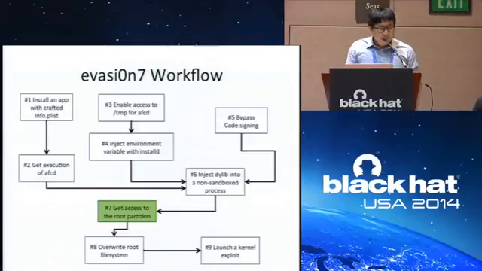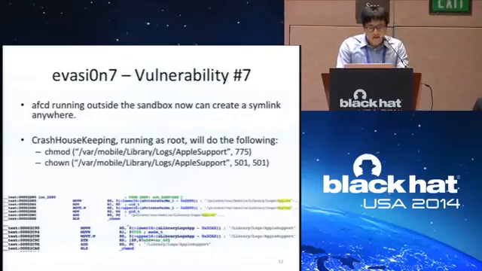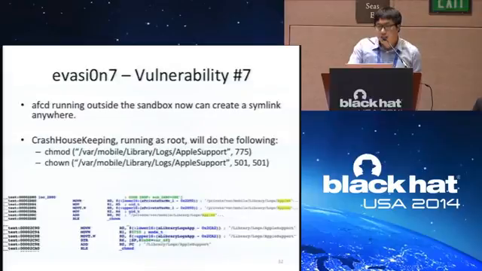So for the next step, Evasion 7 exploits a root daemon to get write access to the root partition. There is a daemon called crash_housekeeping that runs as root and has a symlink vulnerability. You can see from the screenshot, there are invocations of chown and chmod. This step is downgrading the directories' UID and permission to make them accessible to the regular mobile user.